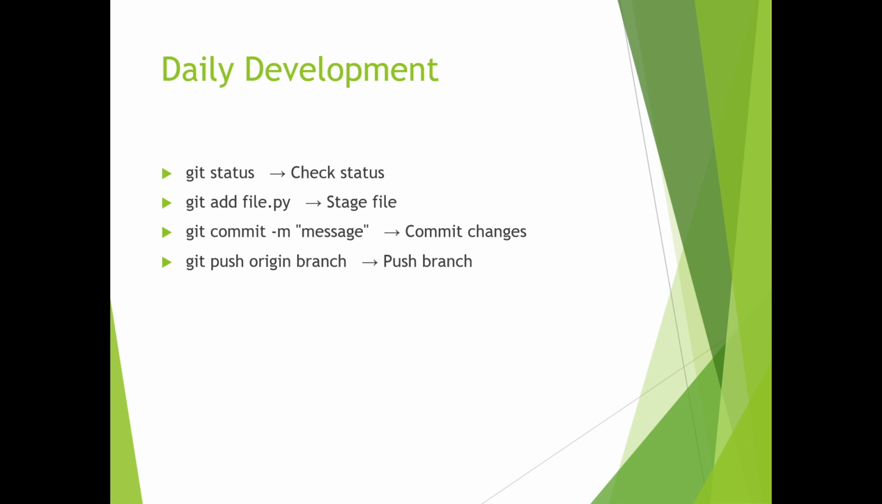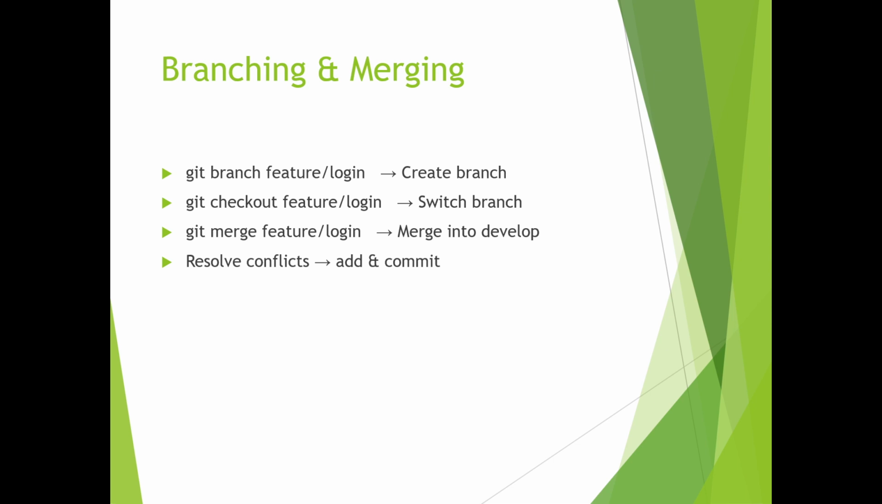Now we need to push our changes to the specific branch. So if you are working on feature branch, just we need to git push origin your feature branch. It will push to the feature branch. That is the process. Now branching and merging.